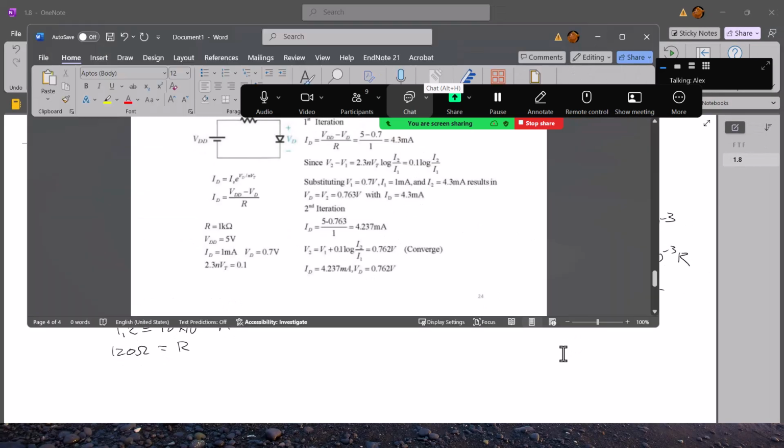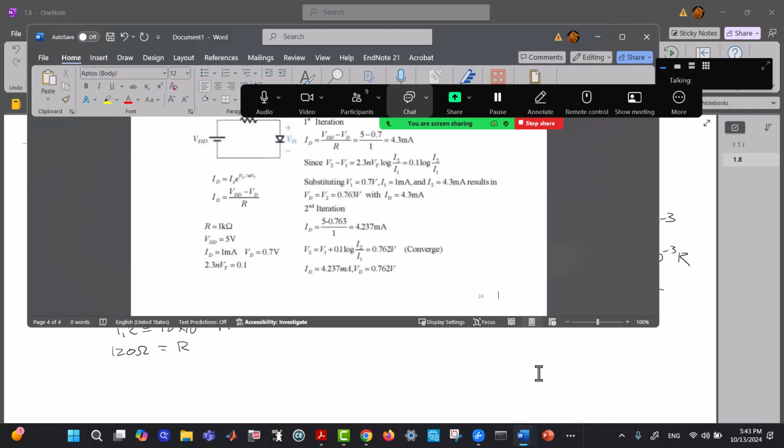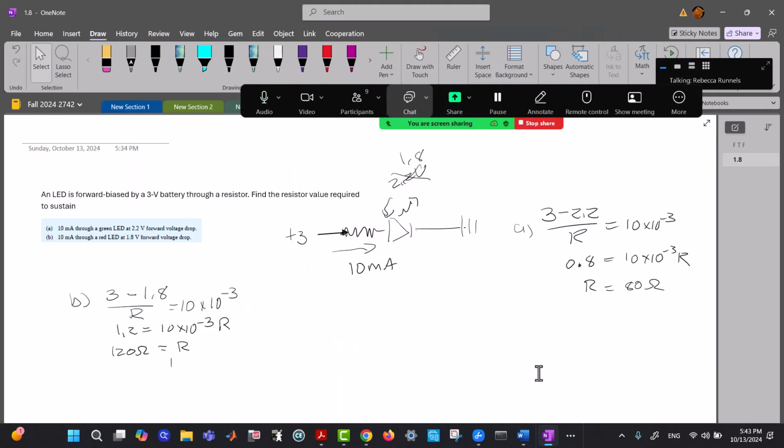So is a forward voltage drop always the voltage on the diode? Let me see if I understand your question correctly. Isn't the voltage across a diode usually 0.7, but for LEDs it can be different? That's right. Yes. For LEDs, it's going to be different because they are a different kind of diode. Gotcha. Yeah, that was a good question and a good point.